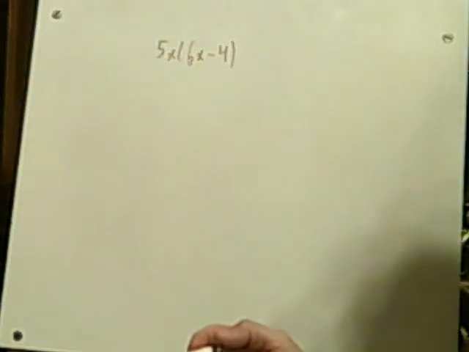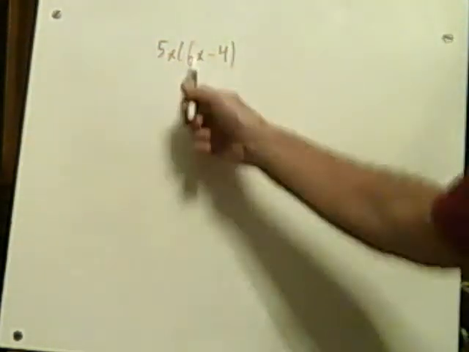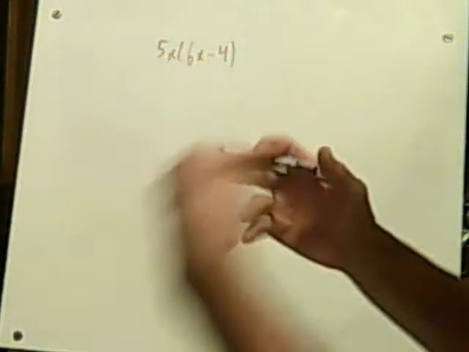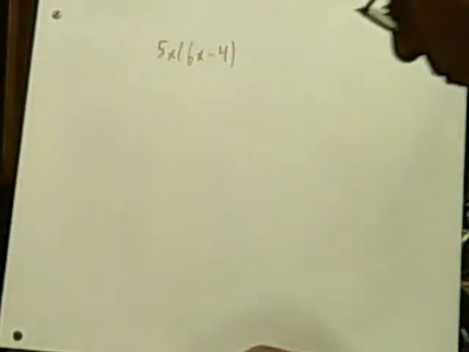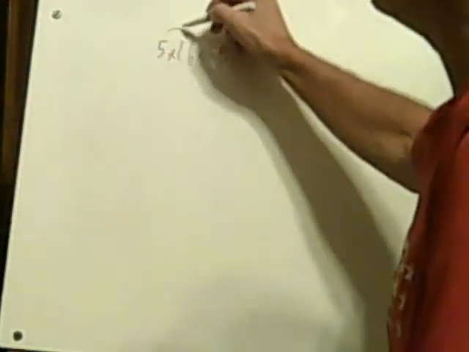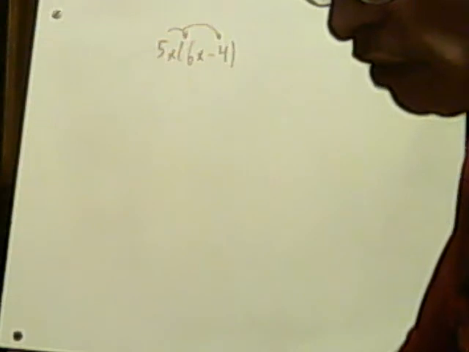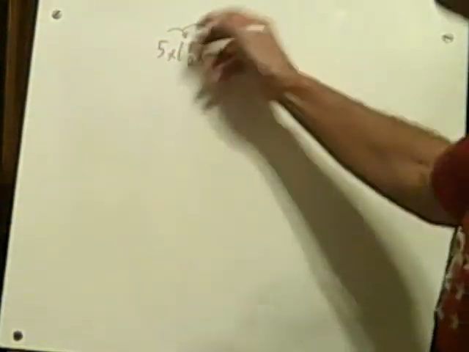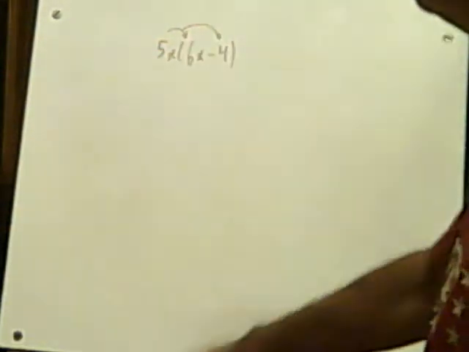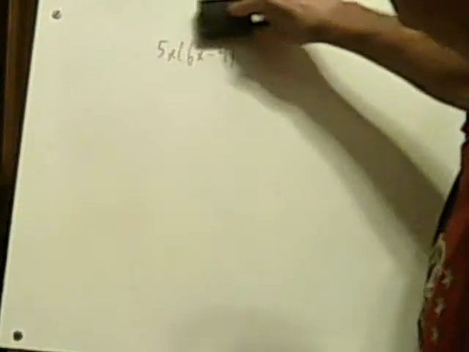5x times 6x minus 4. Okay, it wants us to multiply this out. This is factored. Now we're going to multiply it out and make it longer. So we're going to multiply the 5x by each term. This is called the distributive property. This is a property of multiplication. You know this from basic multiplication with numbers, and here we're just going to use it with polynomials. We've already been using this all along, actually.